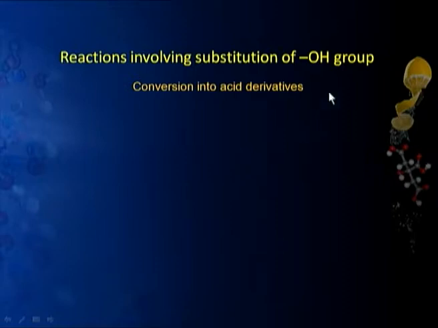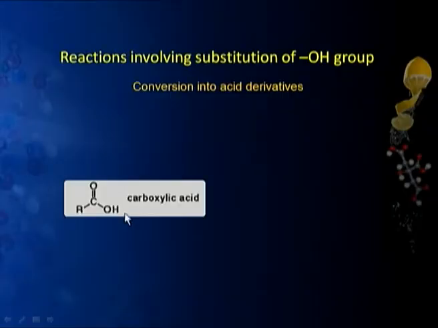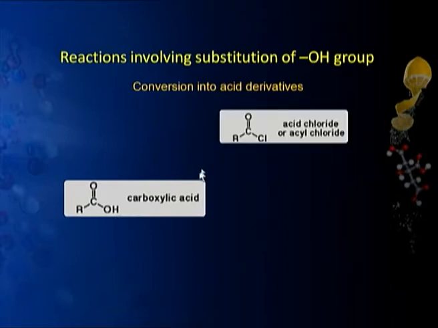Let us start with the reactions which involve substitution of the OH group. When this OH group is substituted by different other groups, the set of compounds which we obtain are called acid derivatives, and there are four common acid derivatives which we study. This is a carboxylic acid. When OH is replaced by a halogen, generally chlorine, we call these compounds acid chlorides or acyl chlorides, but if it is bromine in place of chlorine, it will simply be called acid bromide or acyl bromide.